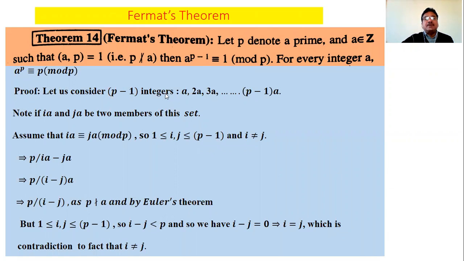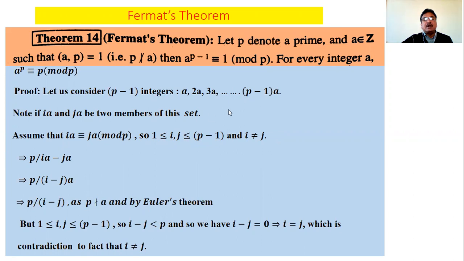Let us consider p minus 1 integers. What are they? a, 2a, 3a, up to (p minus 1)a. So these are p minus 1 integers in number. Note that if ia and ja are any two members of this set, then assume that ia is congruent to ja modulo p, where obviously i and j run from 1 to p minus 1, and i is not equal to j, suppose.